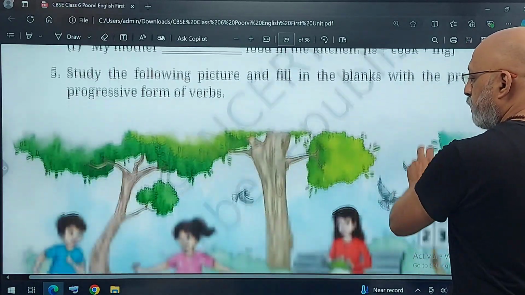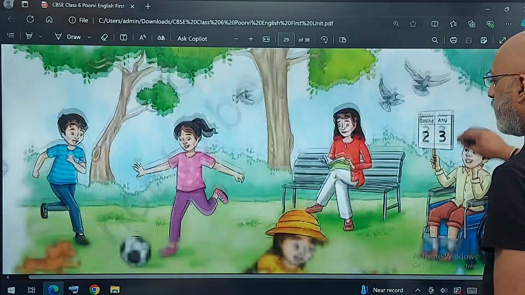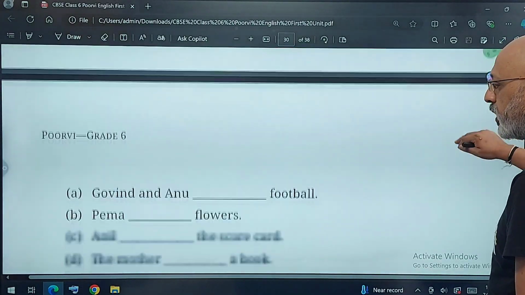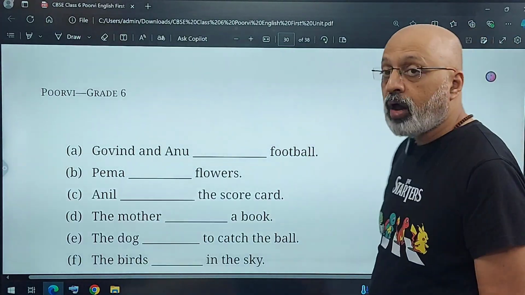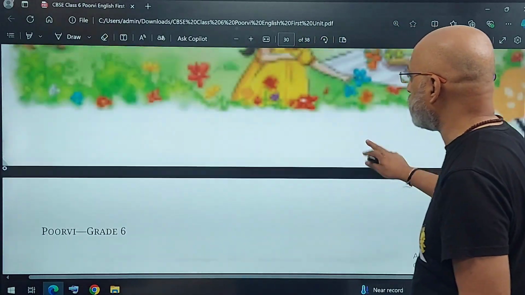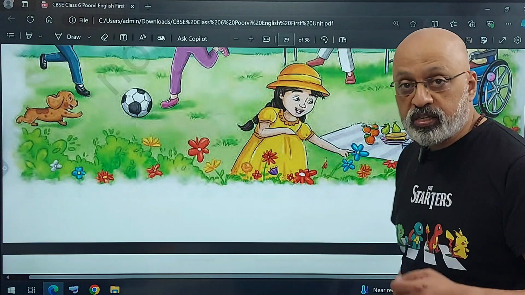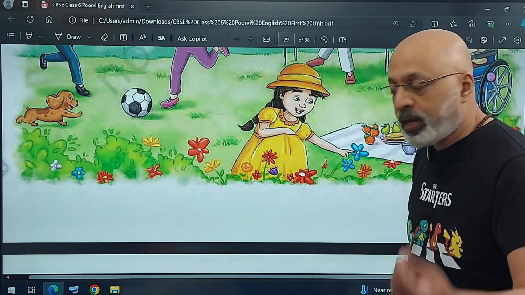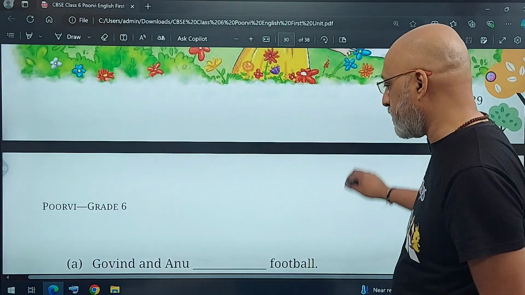They've given it. Study the following. Okay, now here if you see, what is the thing? Govind and Anu are playing football. Emma is looking at flowers. I suppose she is plucking the flowers, or is looking at the flowers, is admiring the flowers, right?